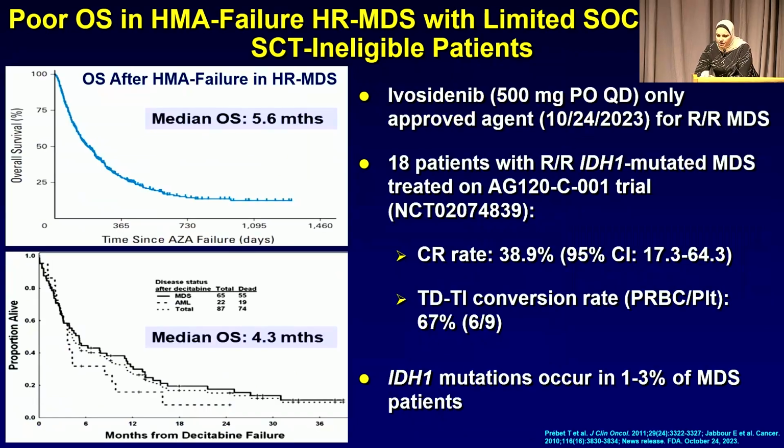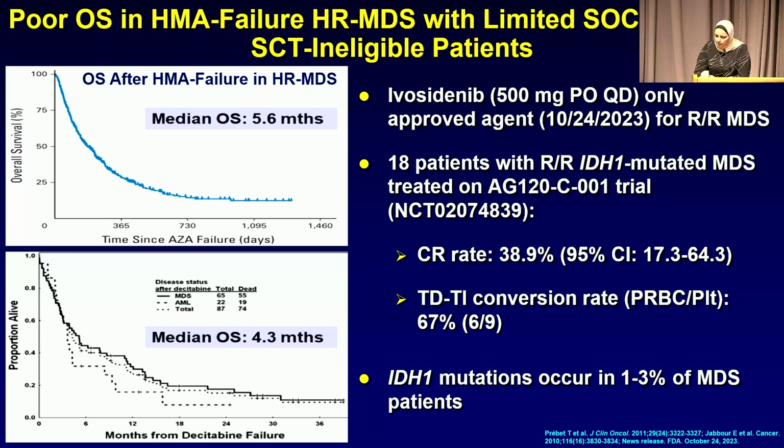HMA failure is another major area of unmet need. Prognosis of HMA failure, higher risk MDS is poor, with overall survival of 4 to 6 months. There are no true standard of care options in stem cell transplant ineligible patients, with the exception of the recent approval of ivosidenib for IDH1 mutant relapsed refractory MDS. However, this only benefits 1 to 3% of patients, with the majority of higher risk MDS patients having no standard of care options.